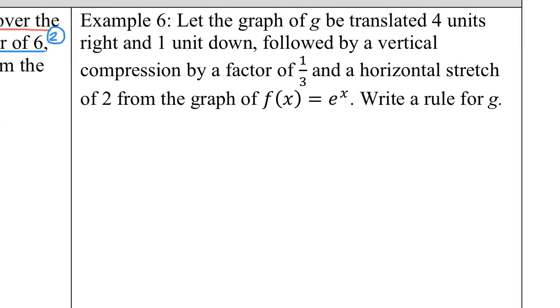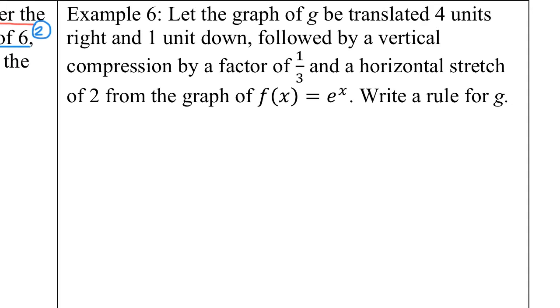Example 6. Let the graph of G be translated 4 units right and 1 unit down, followed by a vertical compression by a factor of 1/3 and a horizontal stretch of 2 from the graph of f of x equals e to the x. Write a rule for G. So we are starting with e to the x. And the first thing that happens is a translation 4 units right and 1 unit down. Translation you can do at the same time.